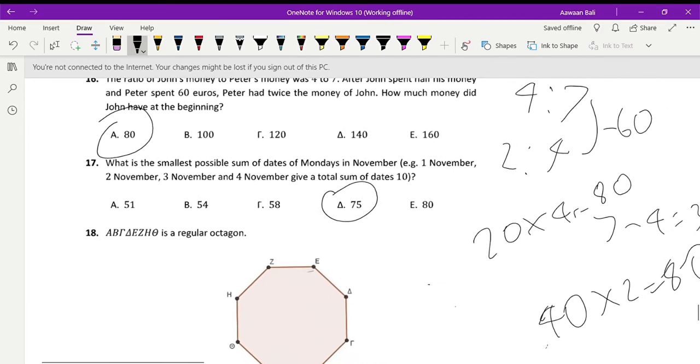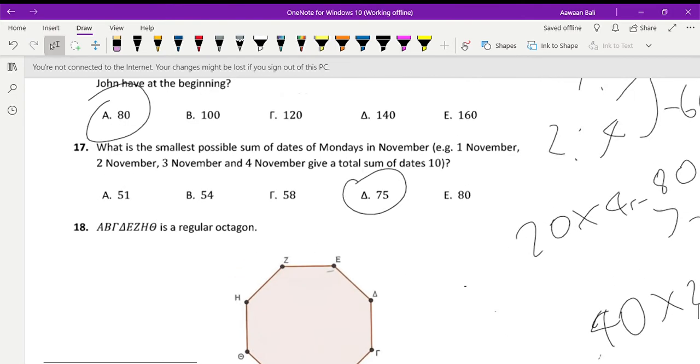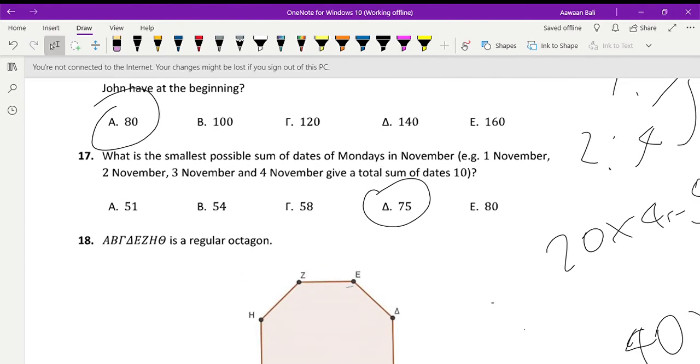What is the smallest possible sum of dates of Mondays in November? E.g. the 1st of November, 2nd of November, 3rd of November, 4th of November give a total sum of dates of 10. Basically 1 plus 2 plus 3 plus 4 is the example they're giving here. Well, if we don't know what the first Monday is, we can just start with 1, because normally if you don't know what it is, just start with 1.